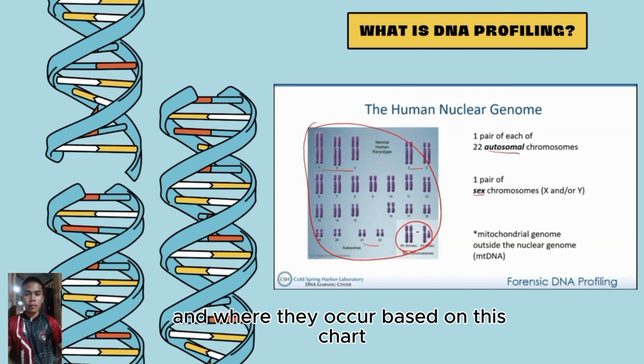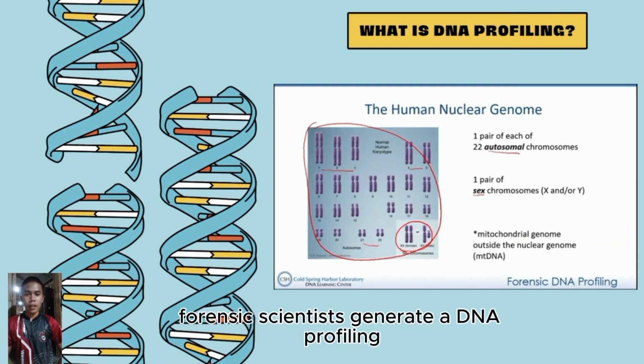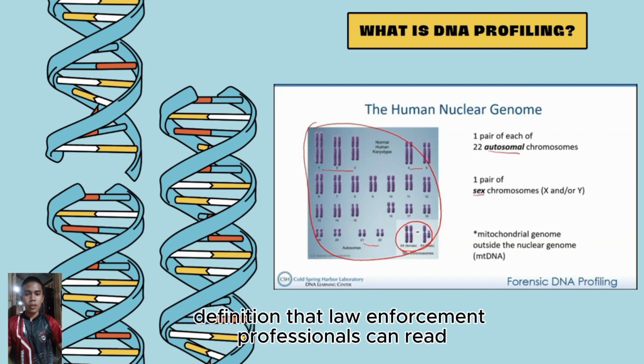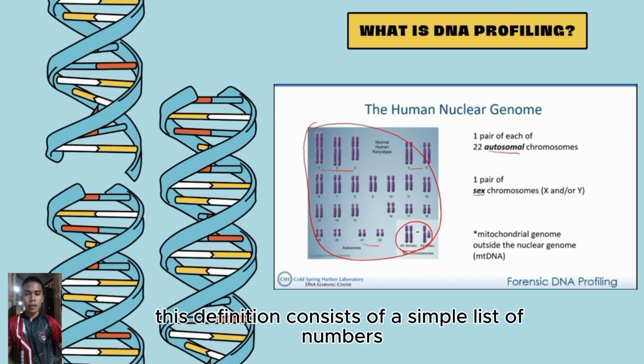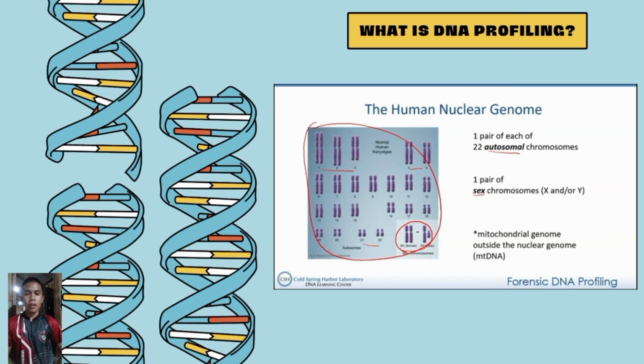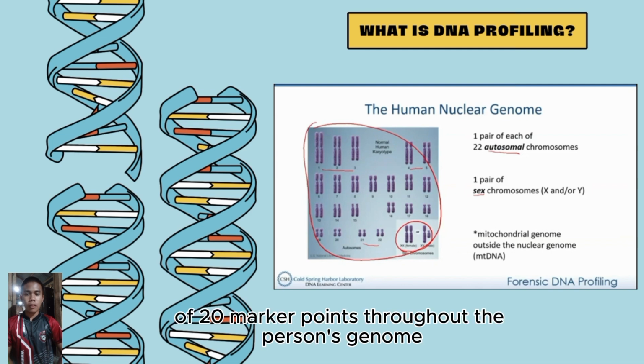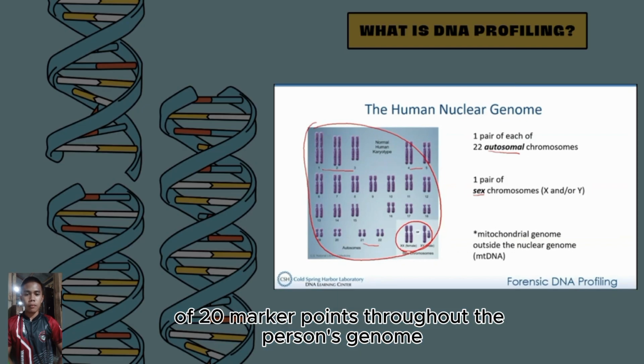Based on this chart, forensic scientists generate a DNA profile that law enforcement professionals can read. This profile consists of a simple list of numbers indicating how many repeat units are in each allele of 20 marker points throughout the person's genome.